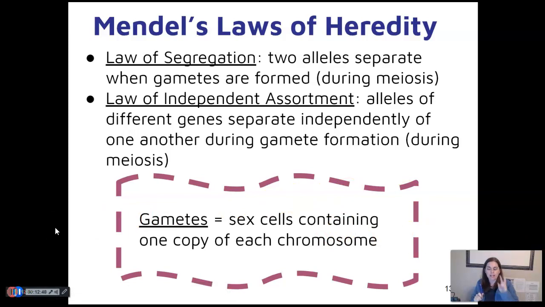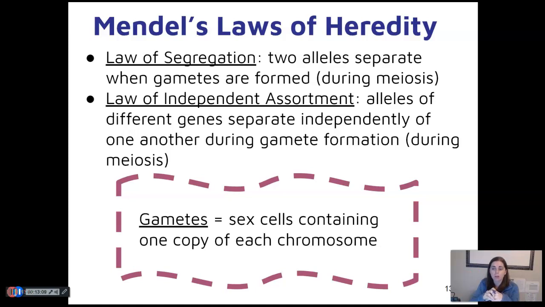Mendel's laws of heredity. He has two laws, the law of segregation and the law of independent assortment. So, law of segregation is when two alleles separate when gametes are formed, which is during meiosis, and we'll talk about that in a few minutes. Okay, so when you have your gametes formed, they're not going to stay together. They're going to move into different cells.